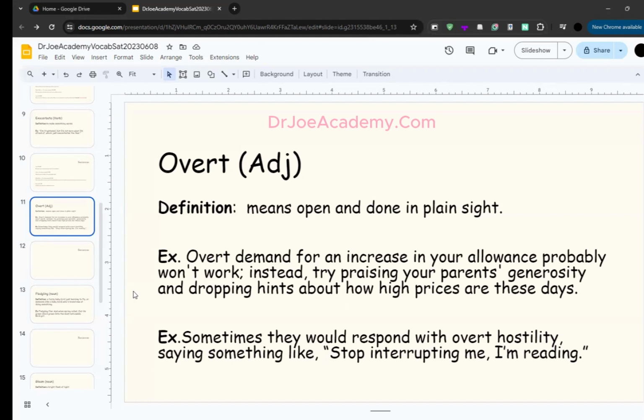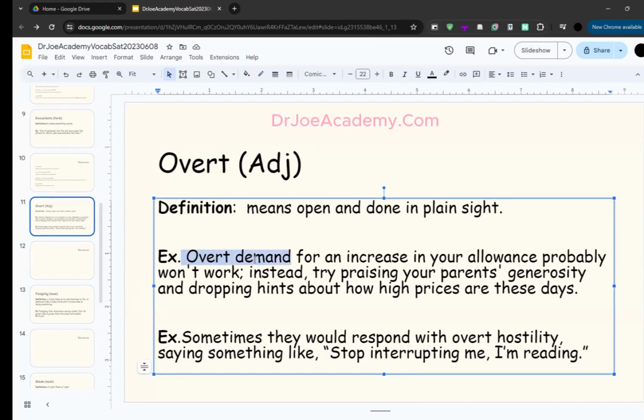Well done, Eric. So overt is an adjective, like I mentioned, that we use to describe something that is done openly and in plain sight, so everyone can see and everyone can notice it. So if you're asking for an allowance increase and you're doing it overtly, that means you're coming out and just saying it plainly. You're not going to sugarcoat it. Or overt hostility means that people are overtly or openly being hostile. They're not trying to hide it.